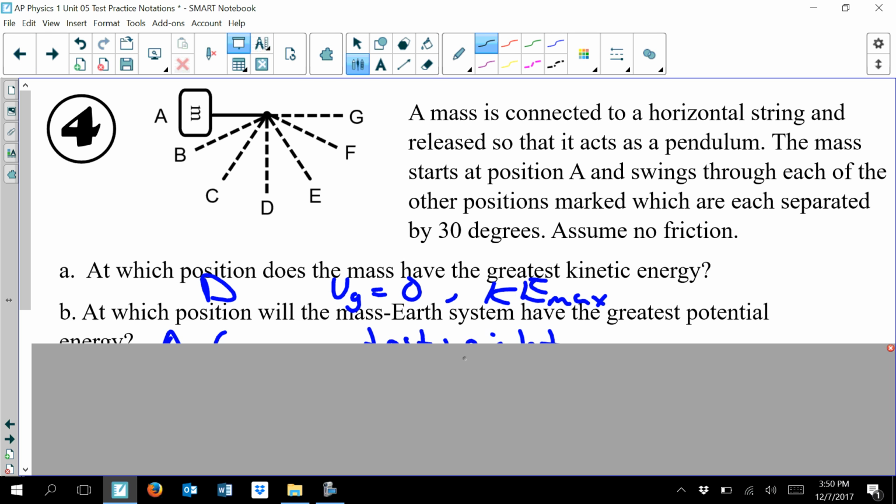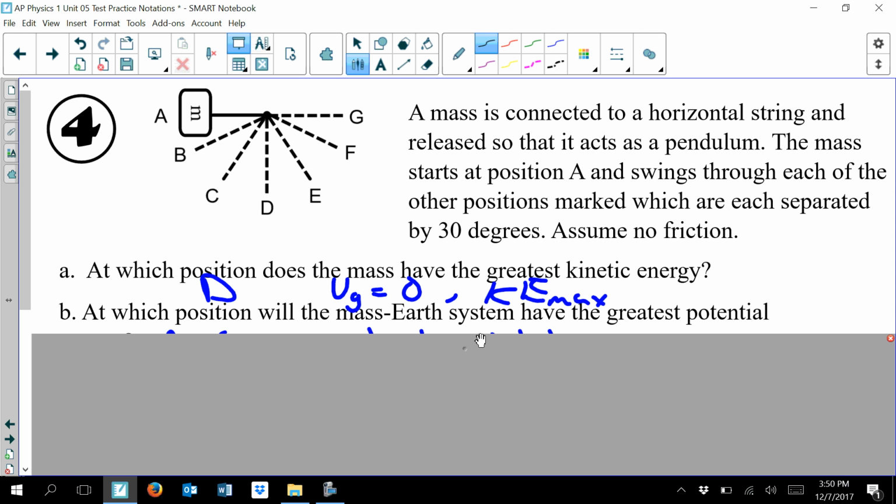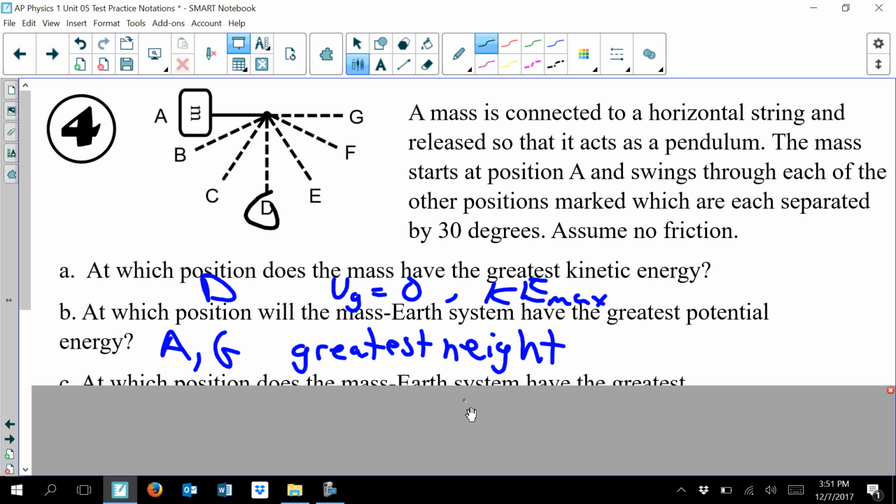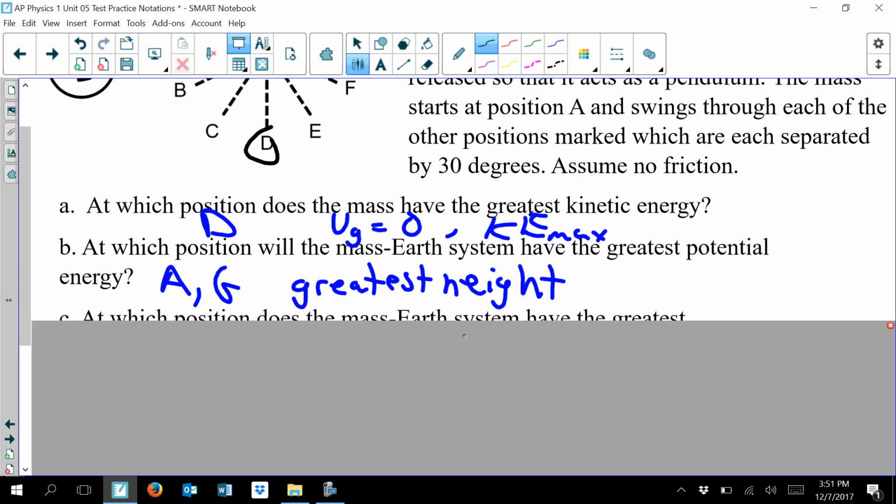Next up, we've got this swinging mass at various different points. First question, at which point does the mass have the greatest kinetic energy? That would be point D, that lowest point in its swing. We've converted all of our potential into kinetic at that point. The greatest potential energy would be at both A and G. They are both at the same height, and they are the highest height that we have.